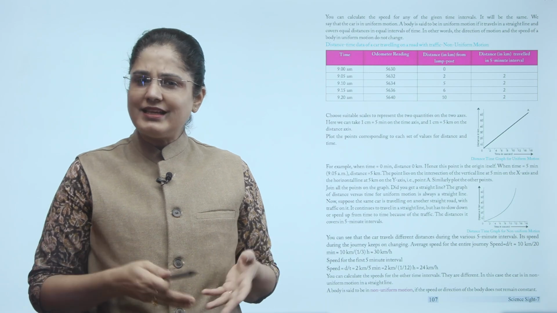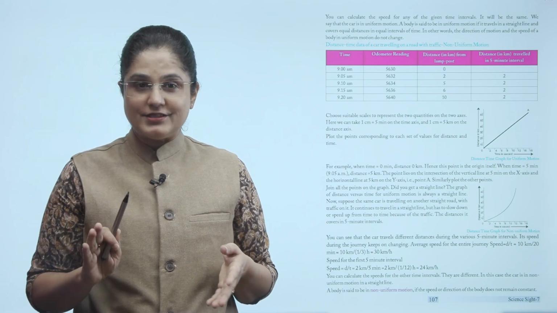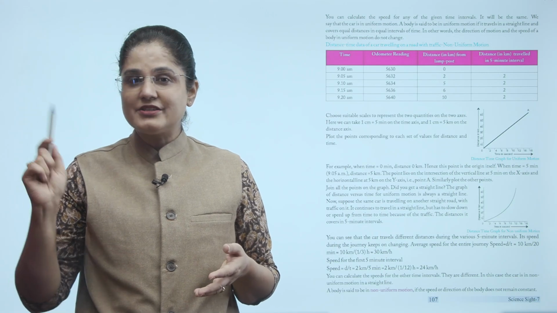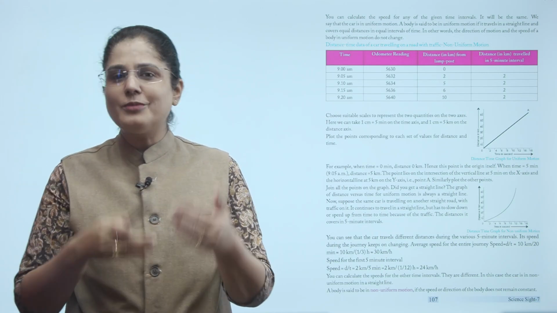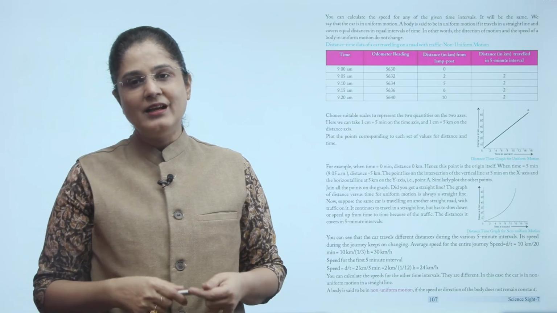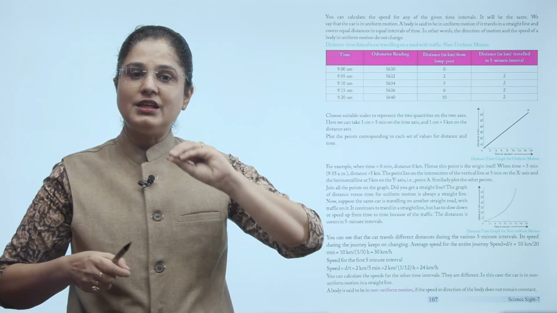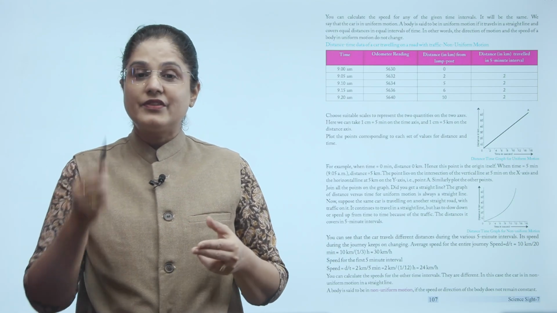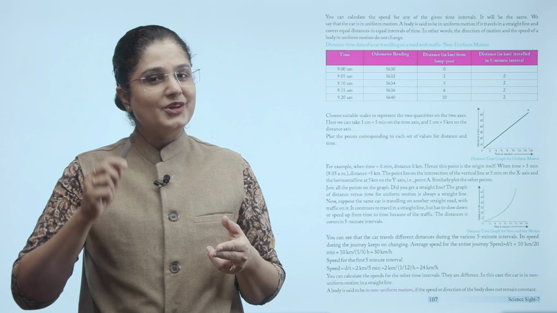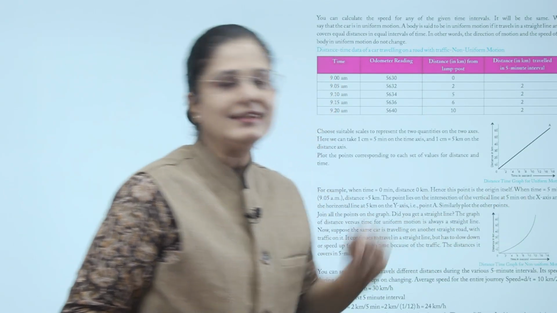Now suppose the same car is traveling on another straight road with traffic on it. It continues to travel in a straight line but has to slow down or speed up from time to time because of the traffic. So in this case, if you have all your readings about the distance covered and the time interval that has lapsed, the graph that you will make will not be a straight line. It will be like this.